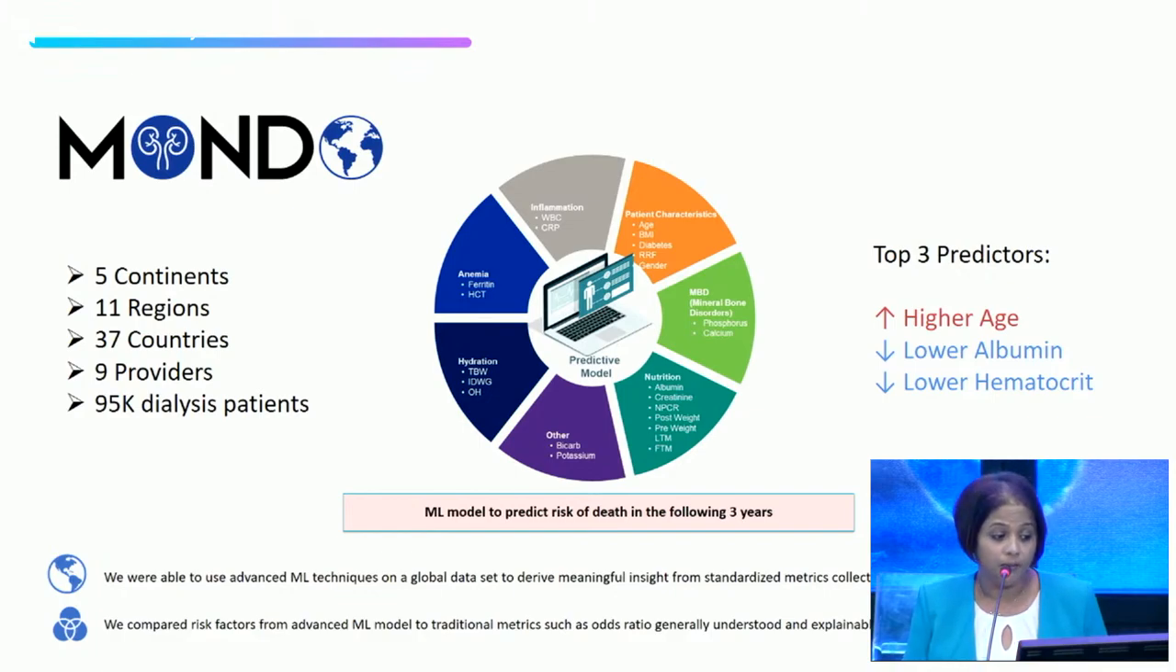We developed a machine learning model to predict the risk of death in the following 3 years. The top three predictors of the advanced ML model were higher age, which was not a surprise, lower albumin, and lower hematocrit, which was an interesting finding. The reason this study is important is because we used data from several different electronic medical record systems, which was collected in a standardized format. And we also, in the study, compared the risk factors from the advanced ML model to more traditional metrics such as odds ratio estimate that's generally well understood in the clinical community.